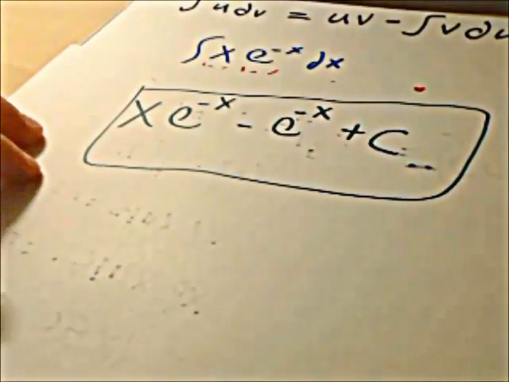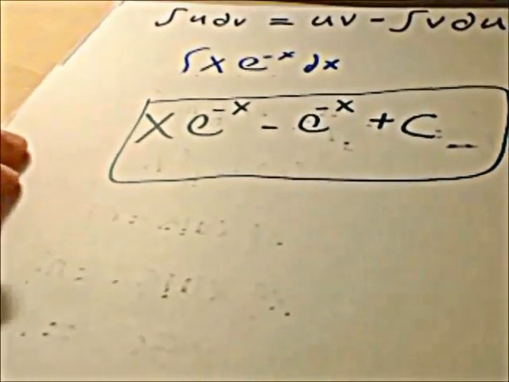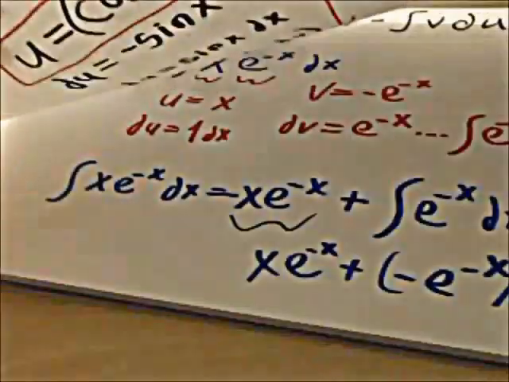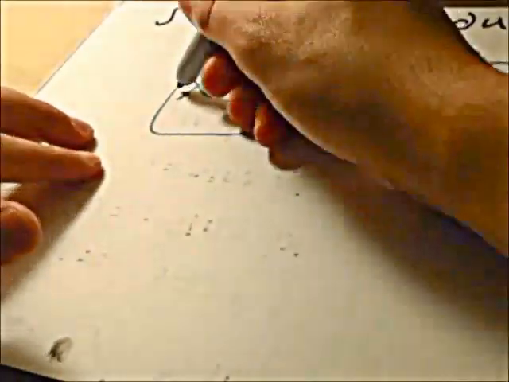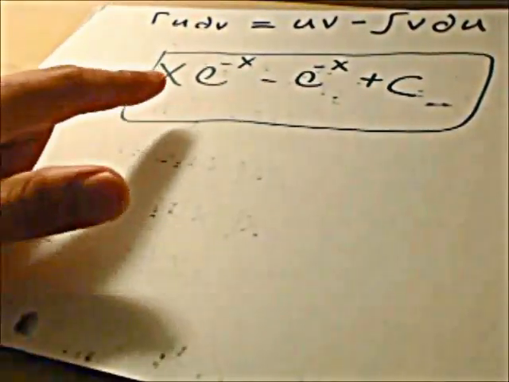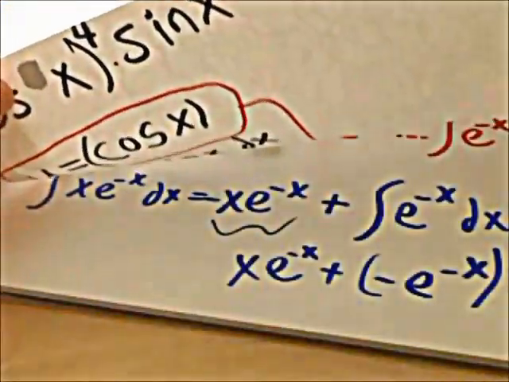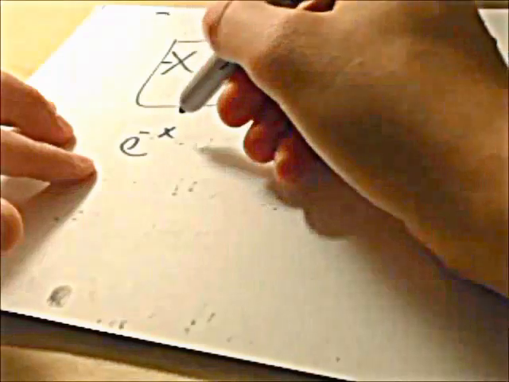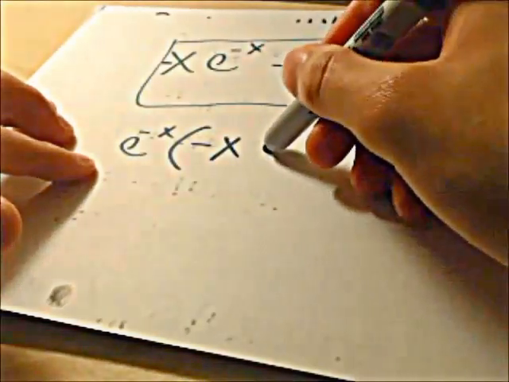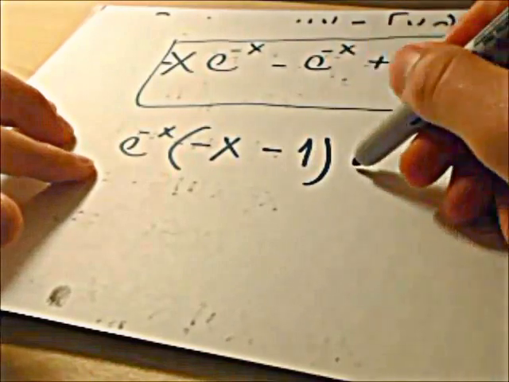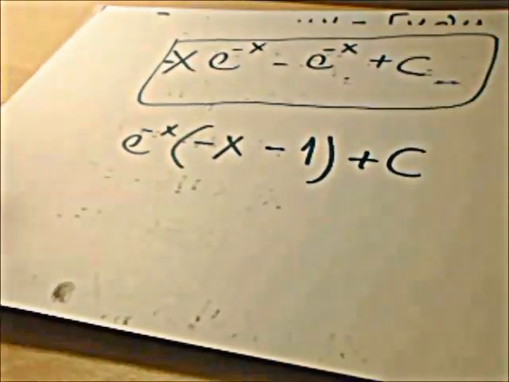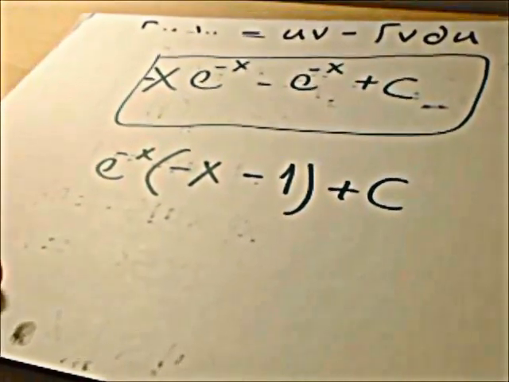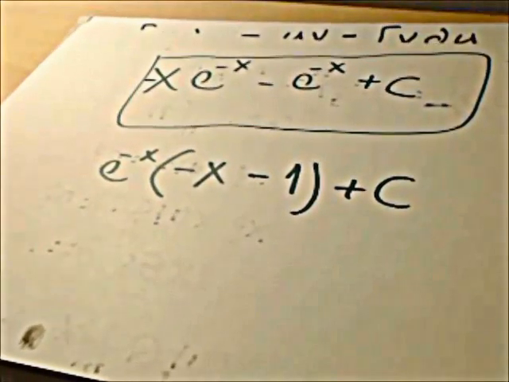You can do a further step, which is simplification. We can take e to the power minus x as a factor, so we can factorize it. We can take e to the power minus x, and we're left with minus x minus 1, plus c. So either way is fine, but that's our integral. That's just a basic example of how to integrate using integration by parts.